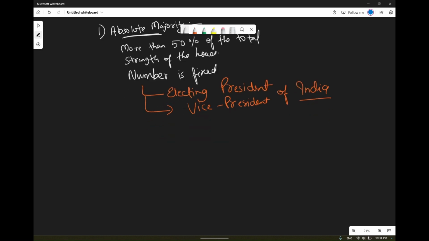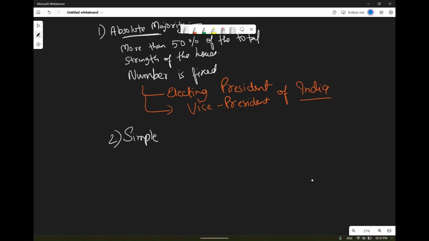absolute majority. We understood what exactly it is. Easy peasy. Okay, 50% of the total vote, more than 50%, like plus 1, whatever the half is. Now simple majority.